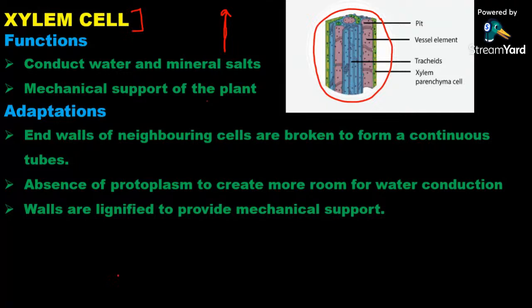What are the adaptations of the xylem? One of the adaptations of the xylem is that the end walls of the neighboring cells are broken to form a continuous tube. As you can see, this is a xylem vessel. Also, this is a xylem vessel. They are broken to create the continuous flow of water. Since it conducts water from the ground up to the leaves, the end walls of the neighboring cells are broken to form the continuous tube.